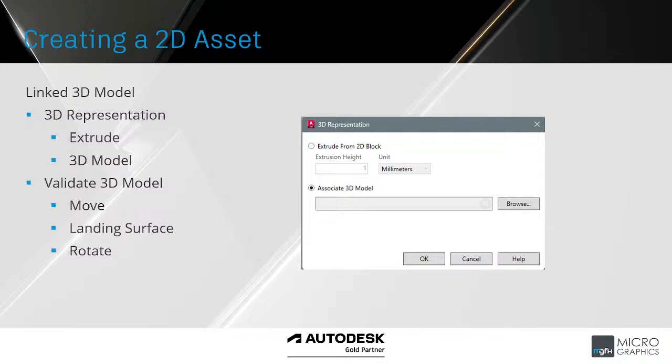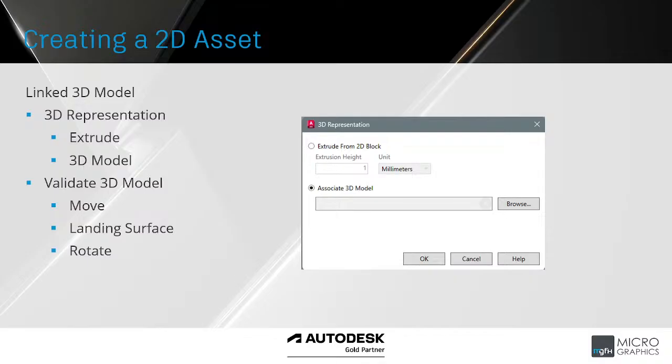Then during the publishing process, you're also able to link an associated 3D model, or you can extrude from the 2D block. So this is where I mentioned earlier, if you don't have that 3D model, you can choose to extrude from a 2D block, and you can set the extrusion height. So when the 2D asset goes to Inventor, it'll be extruded to the specified height to give you that volume requirement or space requirement of the object.